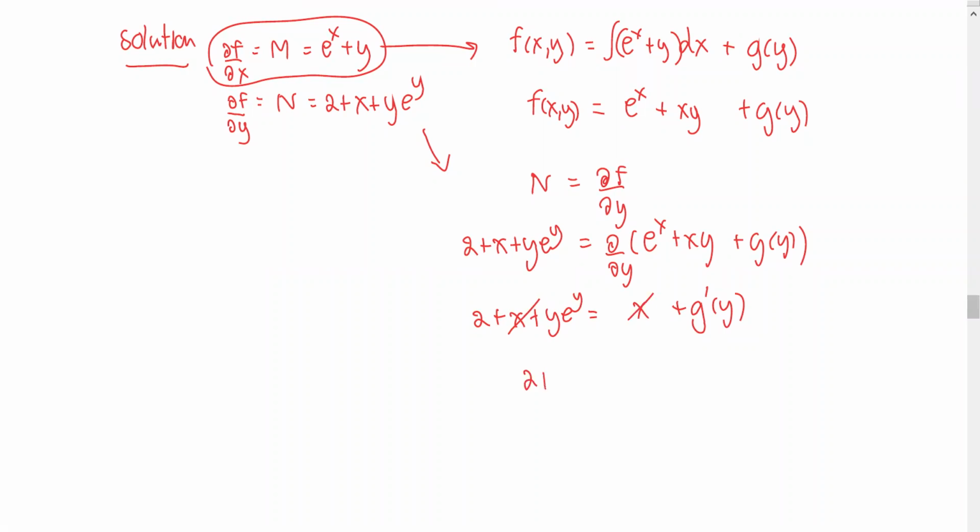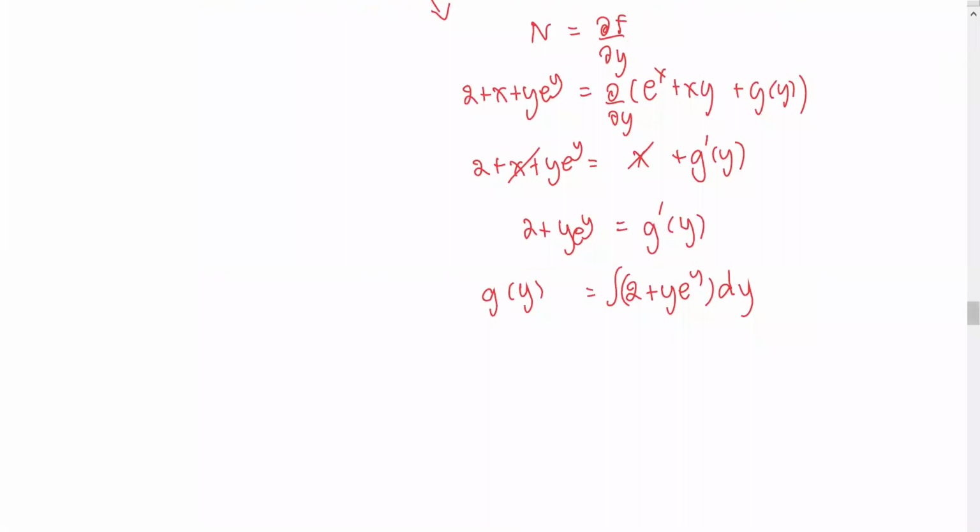So you can see that (2 plus y) e to the y is g prime of y. Next, we're going to find g of y, which is the integral of (2 plus y e to the y) with respect to y. The integral of 2 with respect to y gives us 2y. For the integral of y e to the y with respect to y, again, we can use integration by parts.